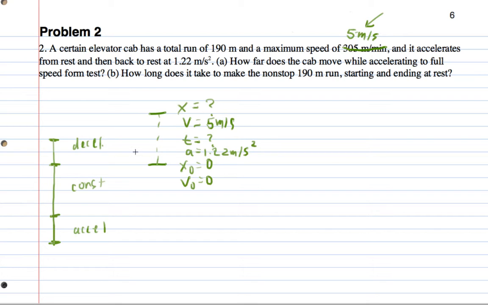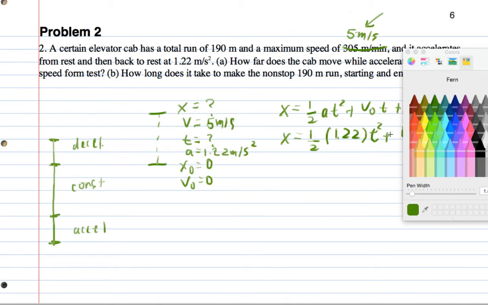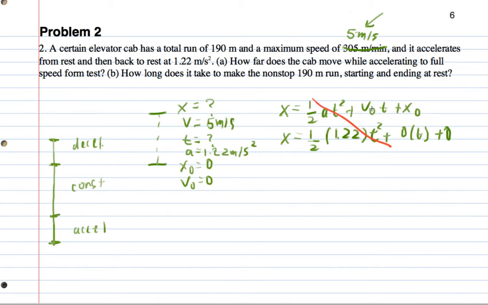So for this first part, let's just get the numbers that we can get here. We want to know how far it moves while accelerating, and we want to know how long it takes to make the run. We'll worry about that eventually, but right now I just want to solve for what I can solve for. So with that in mind, let me pick a formula. Let's try this one: x equals 1/2 at squared plus v naught t plus x naught. So x equals 1/2 times 1.22 times t squared plus 0 times t plus 0. That's 2 unknowns in 1 equation, so this formula is not helpful to us.